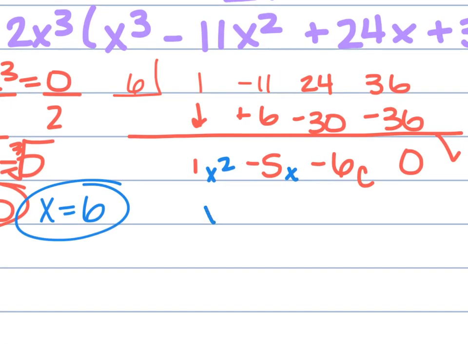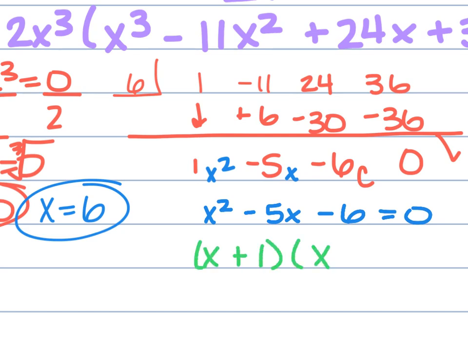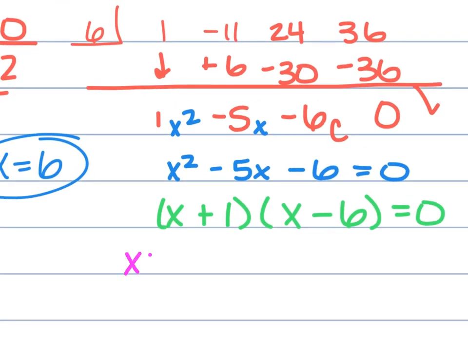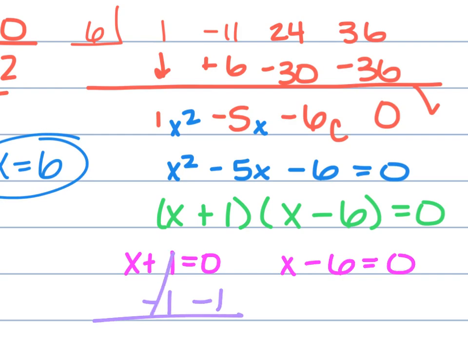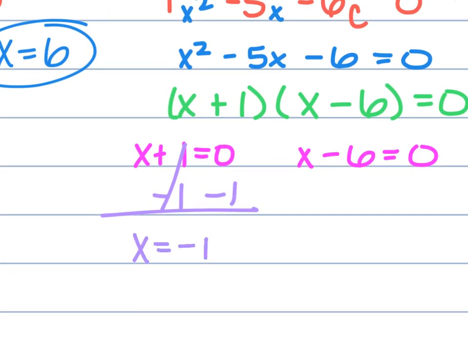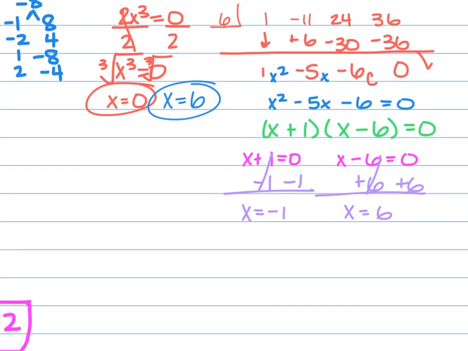We're going to rewrite this as x squared minus 5x minus 6 is equal to 0. Then we're going to factor this out. The factors of negative 6 that add up to be a negative 5 are going to be negative 6 and positive 1. So this is x plus 1 times x minus 6 is equal to 0. Set both of them equal to 0 and solve. So x plus 1 is equal to 0, x minus 6 is equal to 0. We're going to subtract the 1 from both sides and get that x is equal to negative 1. Then we're going to add the 6 to both sides for the other and get that x is equal to 6.